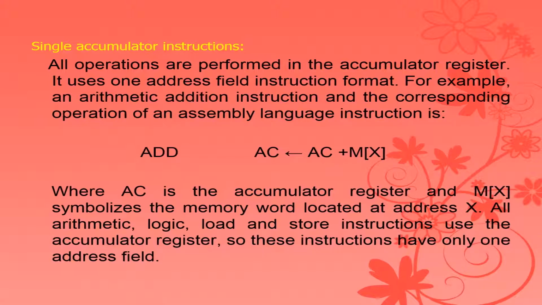For example, an arithmetic addition instruction and the corresponding operation of an assembly language instruction is ADD X. That is, AC plus M[X] moves to AC, where AC is the accumulator register and M[X] symbolizes the memory word located at address X. All arithmetic, logic, load, and store instructions use the accumulator register, so these instructions have only one address field.